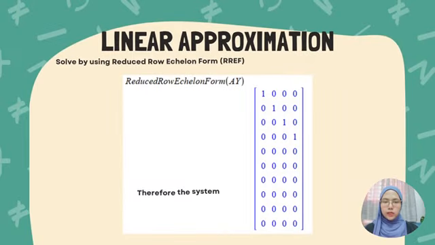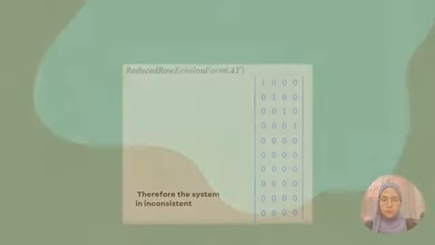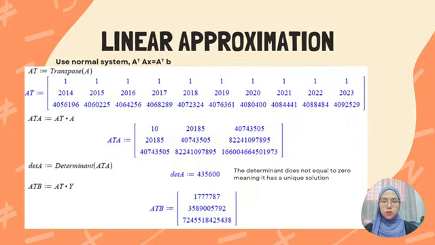After we get the matrix AY, we can solve it by using reduced row echelon form or RREF. And in the end, we will get as shown. Therefore, it is an inconsistent system. Since our system is inconsistent, we can use the normal system, which is A transpose A X equals A transpose B.